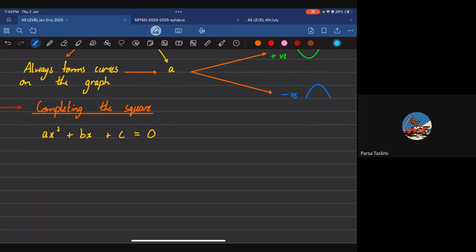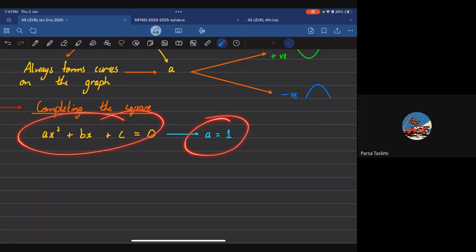So the first step whenever you're solving a quadratic equation through completing the square is that you need to make sure that your coefficient of x squared is equal to 1. That's the first condition. Make sure that your coefficient of a is equal to 1. That is the first step. You cannot move past the first stage if it is not equal to 1.